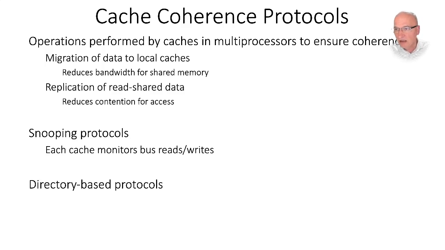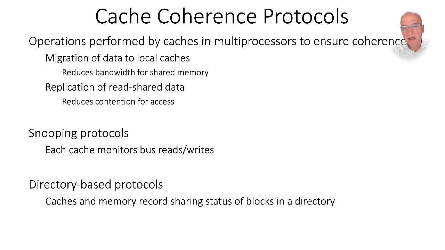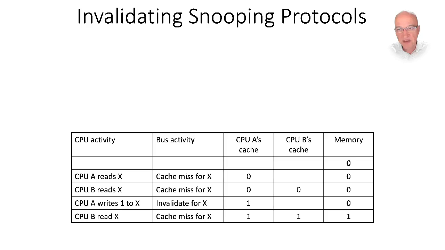There are also directory-based protocols. The idea of the directory-based protocol is that the caches and the memory have a record of who has a copy of each one of the locations in memory. So that, for example, if I need to invalidate a given address because I'm doing a write right now, I can simply send a message to the caches that have a copy of this value, and I do not need to send a message to everybody, which could be expensive.